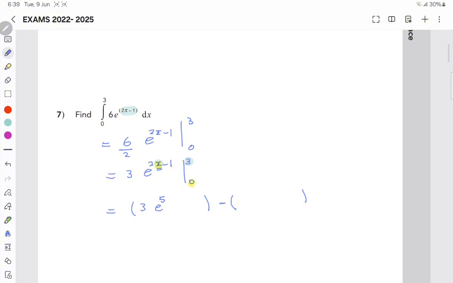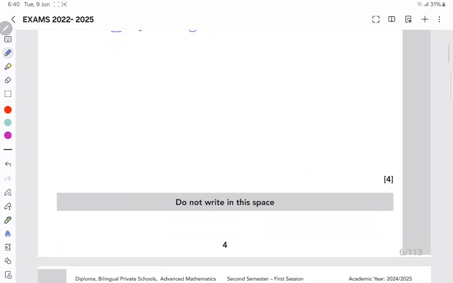for the same expression. So it will be 3 e to the power, now substitute x by 0. 2 times 0 is 0, minus 1. It will be e to the power negative 1. To simplify more, you can keep it like that. 3 e to the power 5 minus that, e goes down to be positive, it will be 3 over e. You can leave it in terms of e or evaluate using a calculator. So I got the final answer and 4 marks.